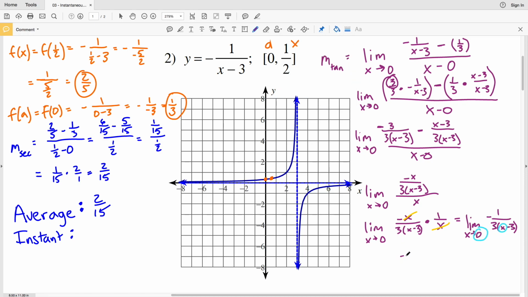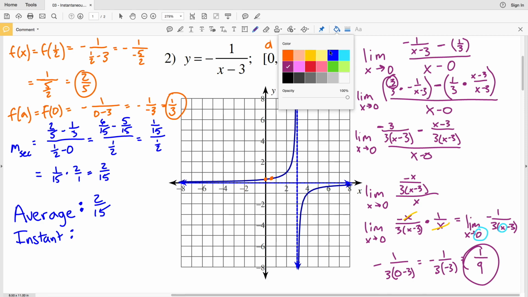So I'll have negative 1 all over 3 times (0 minus 3), which is negative 1 all over 3 times negative 3, which is negative 1 over negative 9, which is a positive 1/9. So my instant rate of change is 1/9.